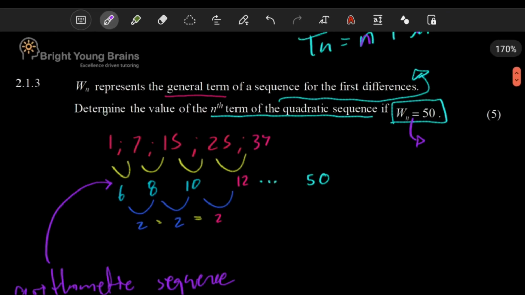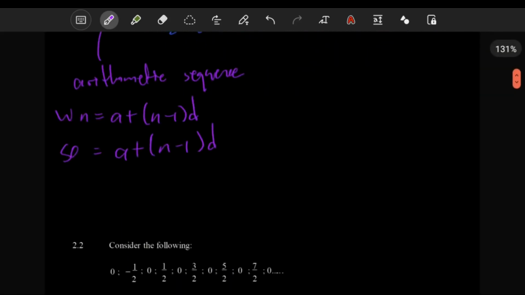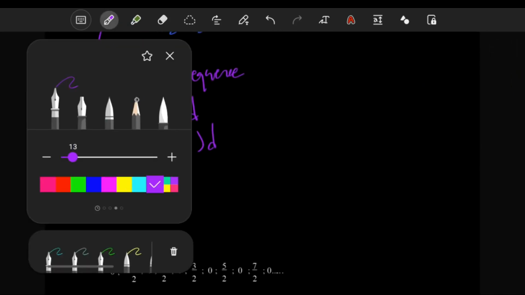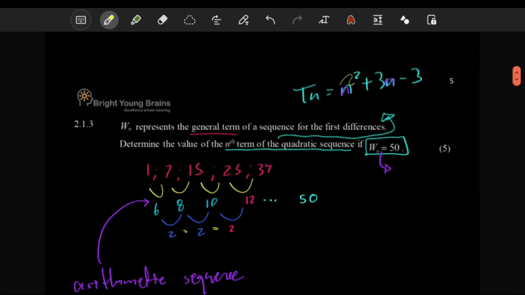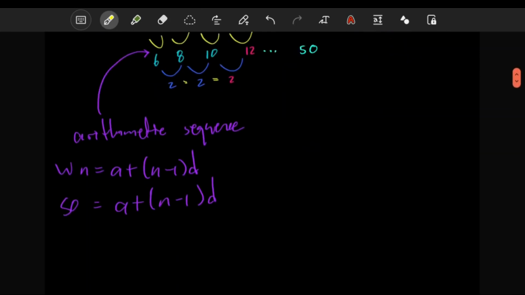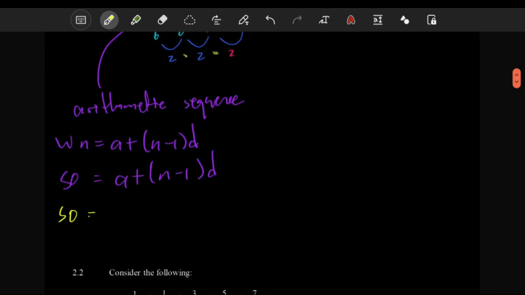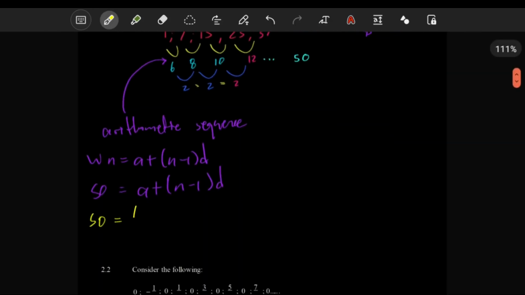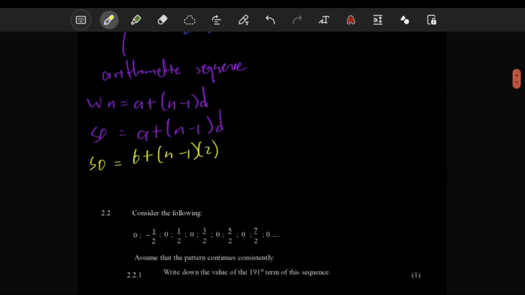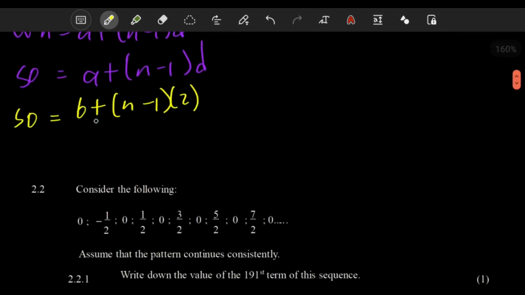So if you look at the question, they say determine the value of the nth term of the quadratic sequence if Wn is equal to 50. So we know that we're solving for n here so that we can throw that n into this equation. We know that a in our sequence is just a 6 over there, and the common difference is clearly just a 2. Then you just want to simplify until you have solved for n. So 6, 2 times n is 2n, 2 times -1 is -2.